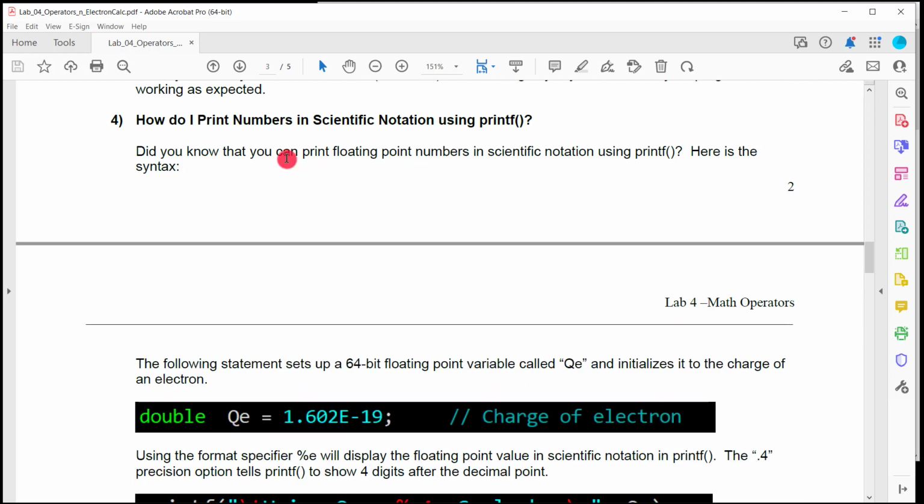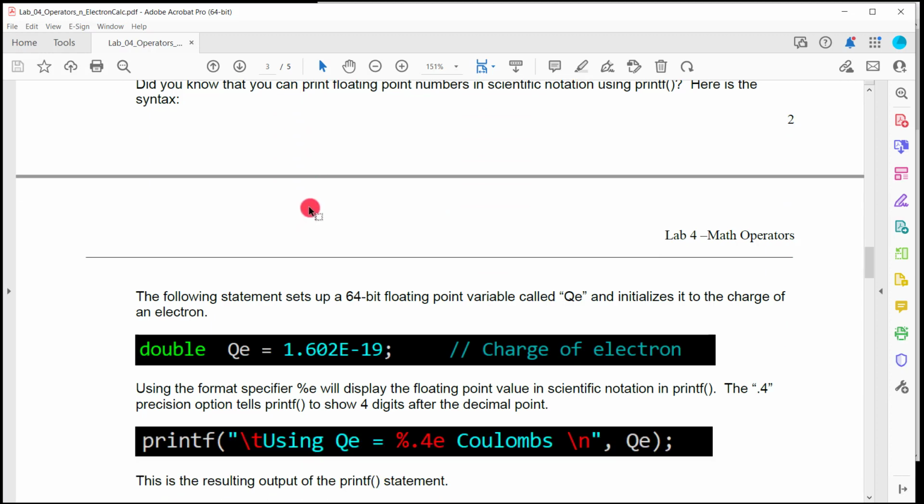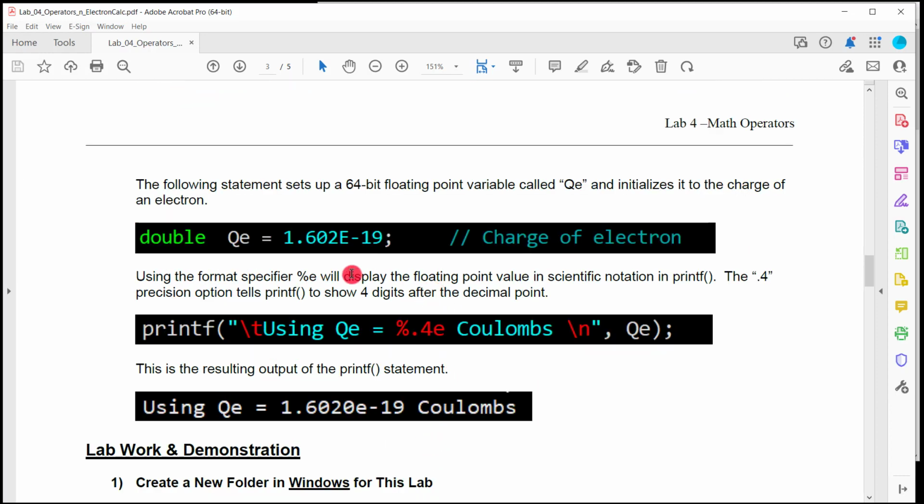First of all, remember, we can print scientific notation using the format specifier %E, and you can still define the precision in this format by using the dot and then a number, which says this is the number of significant digits to the right of the decimal point. So if I said QE is equal to 1.602 times e to the negative 19, and I printed it in printf using %.4e, I will get 4 digits to the right of the decimal place, and I will get e to the negative 19. If I wanted the e in this output to be capital, I'd put a capital E there.